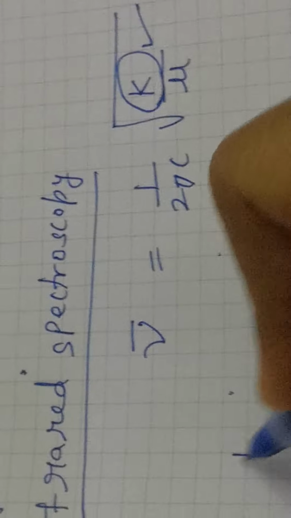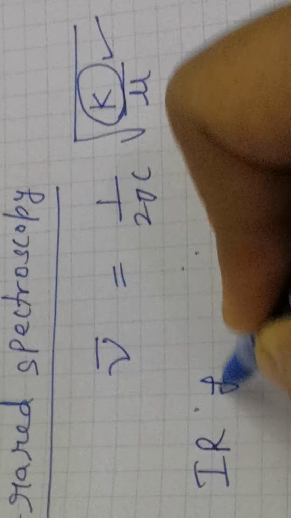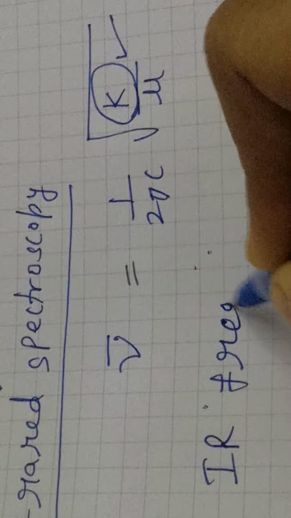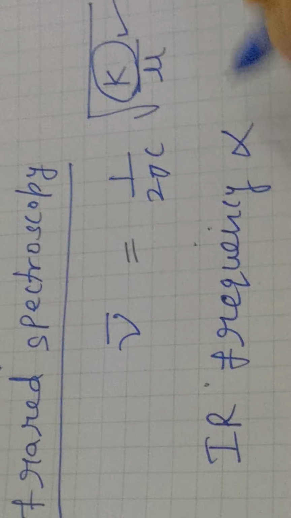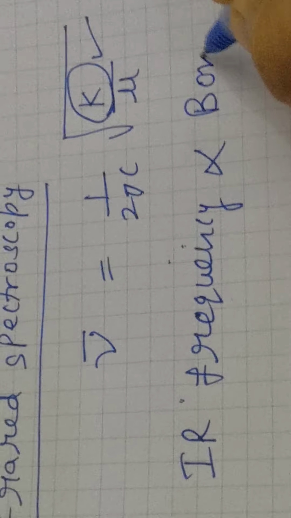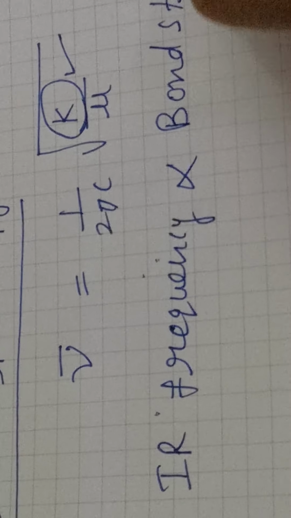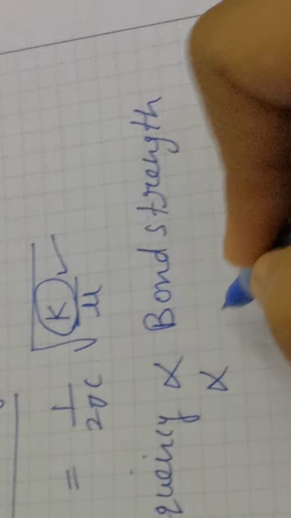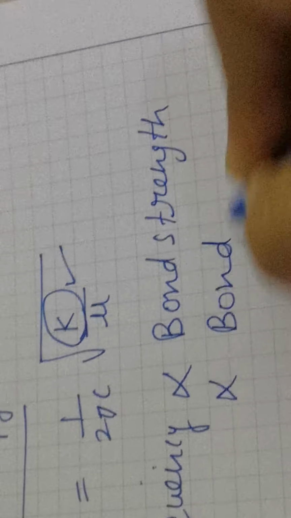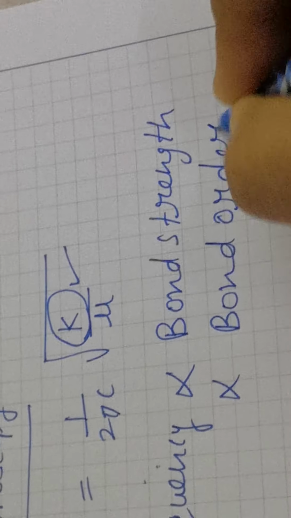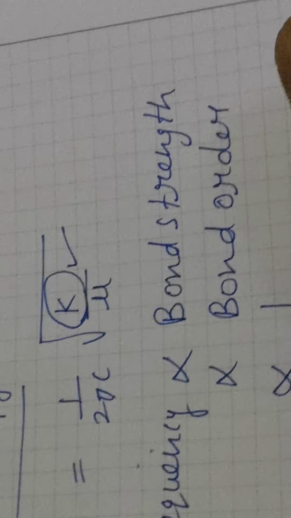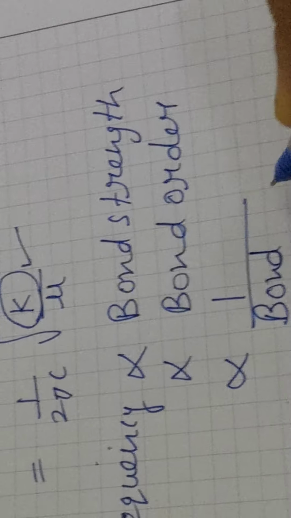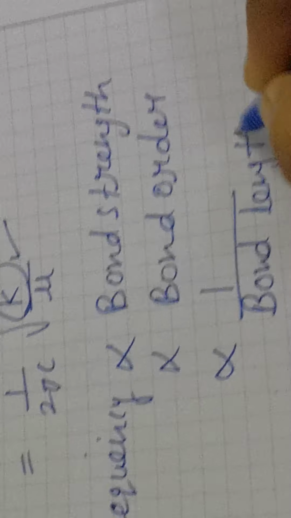So IR frequency is directly proportional to the bond strength, directly proportional to the bond order, and inversely proportional to the bond length.